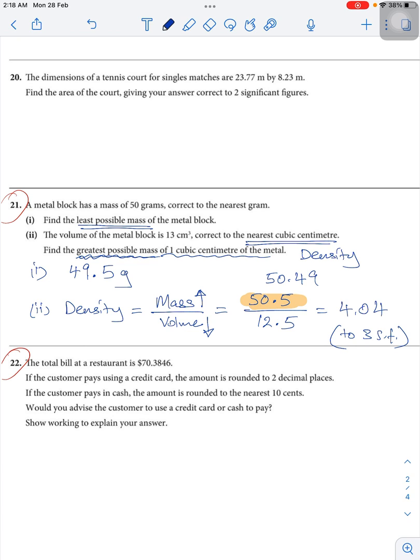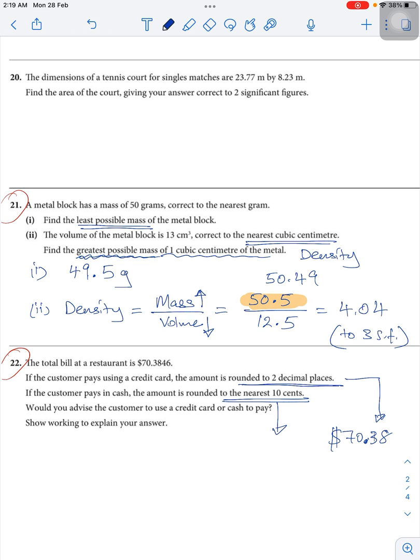Okay, now let's go over to question number 22. The total bill at a restaurant is $70.38.46. Okay, all these are your cents behind. If the customer pays using a credit card, it's rounded to 2 decimal places. If it's paid cash, then it's to the nearest 10 cents. And so what is the number that we'll be getting? So let's look at that. It will be 70.38.